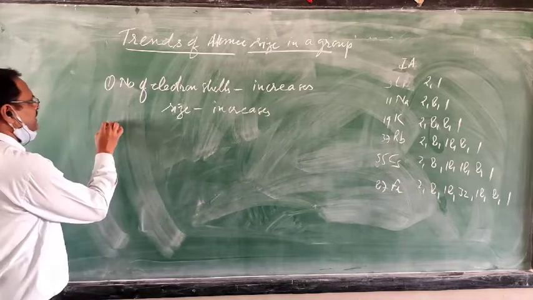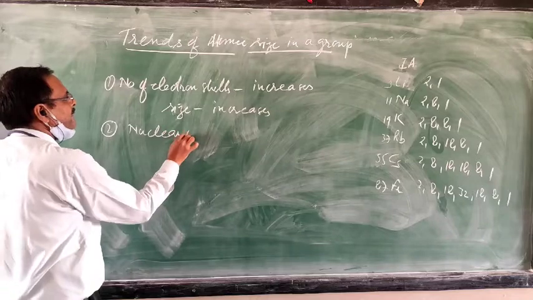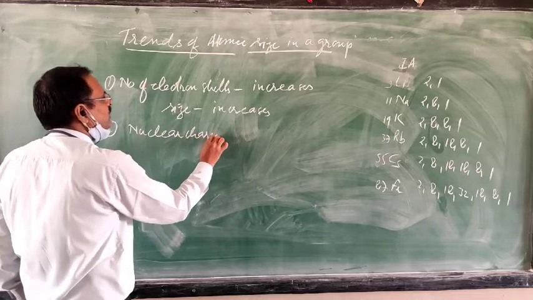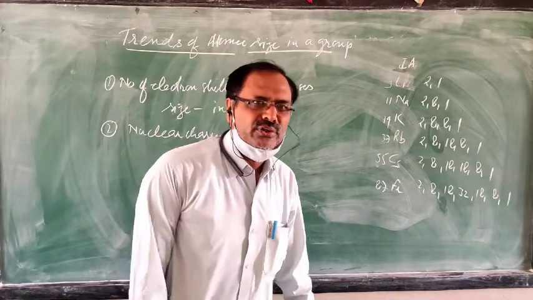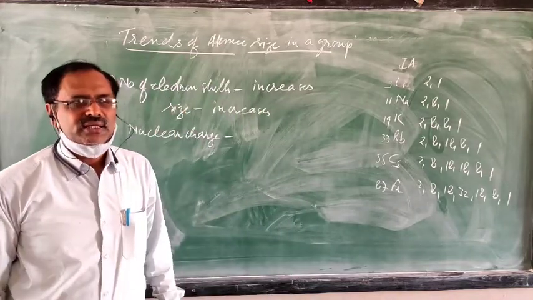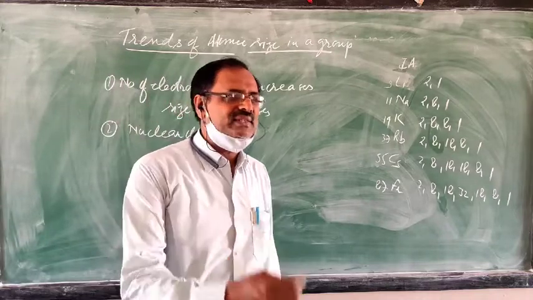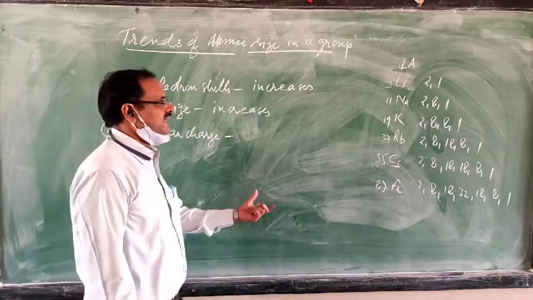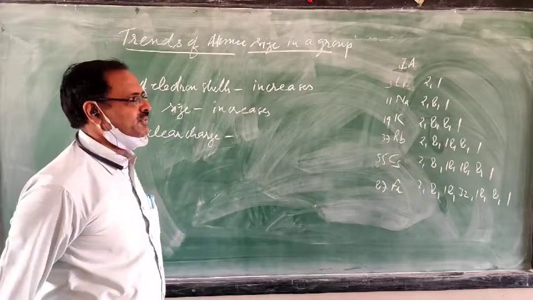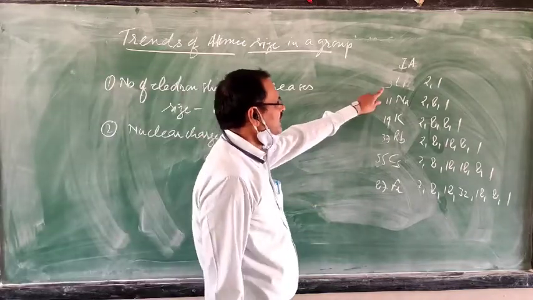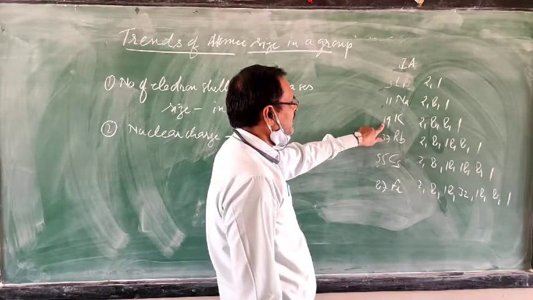Now the second factor is nuclear charge. Nuclear charge, as I told you, is the number of protons present in the nucleus. And how can you know how many protons are present? It is very simple. Just take the atomic number. The atomic number will be the number of protons. So just see, nuclear charge for lithium is 3, sodium 11, then 19.